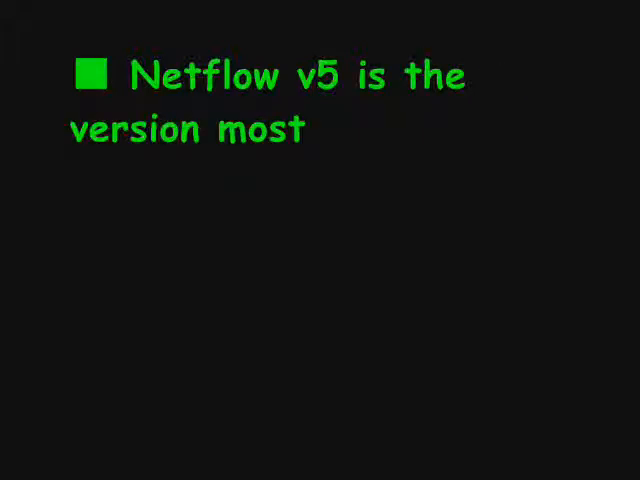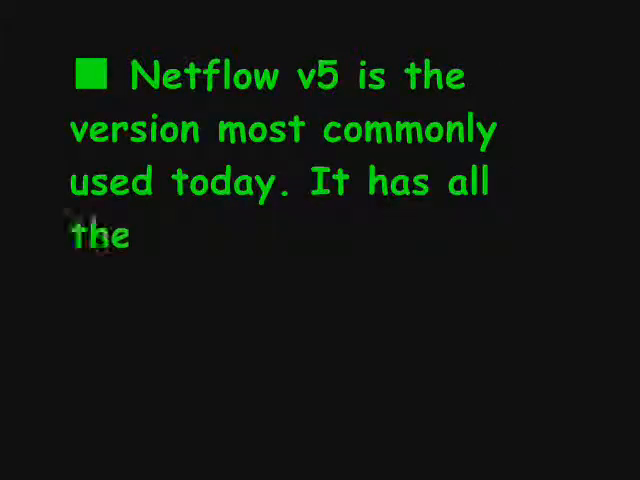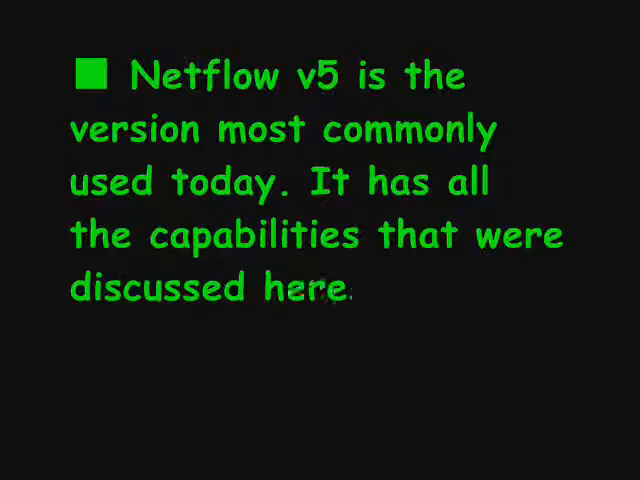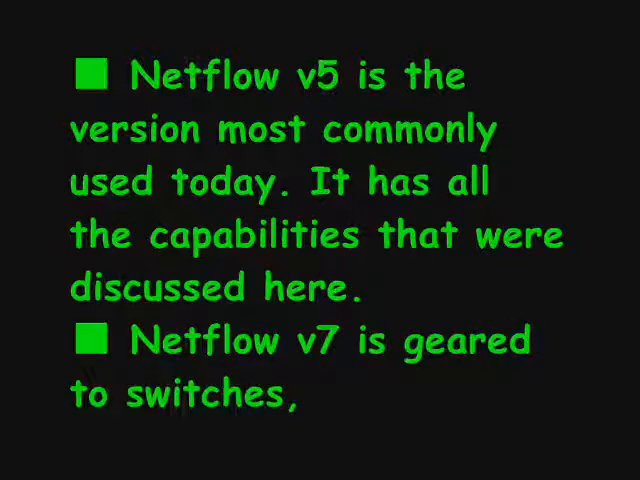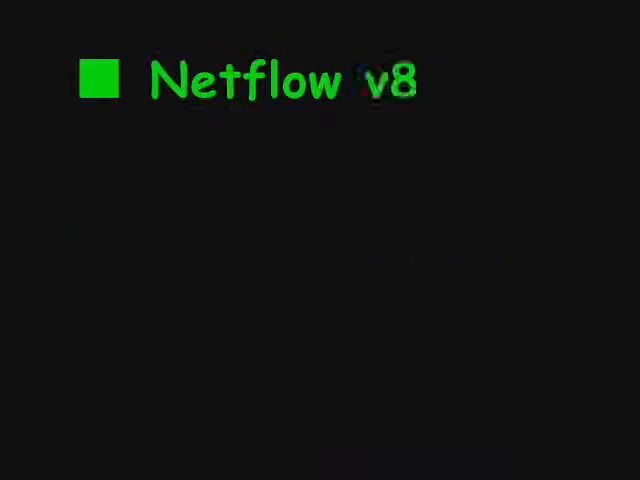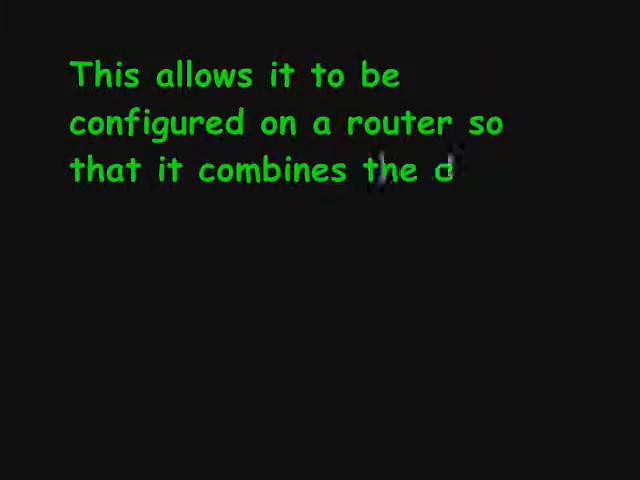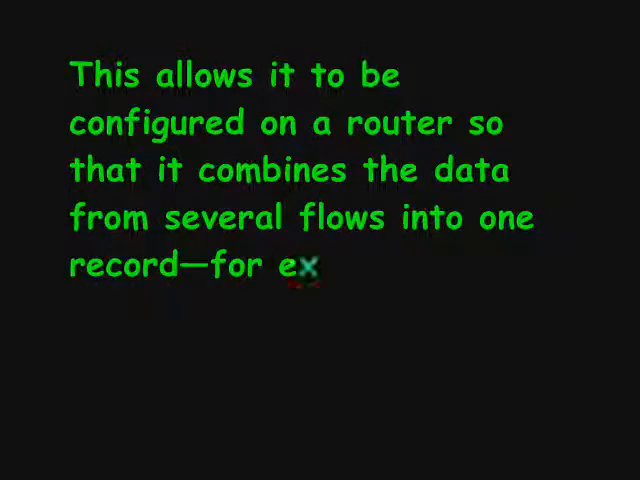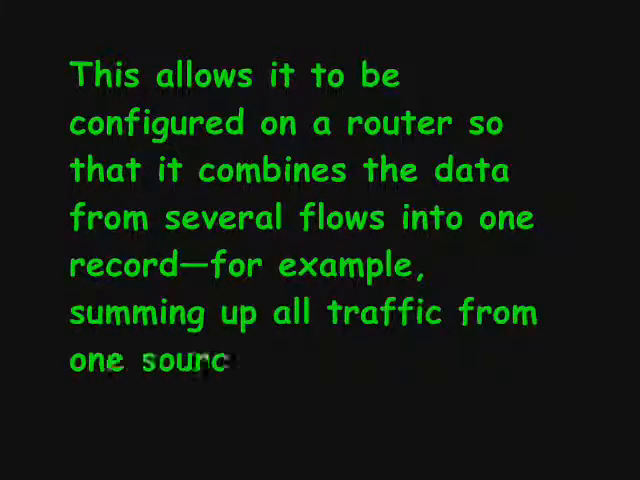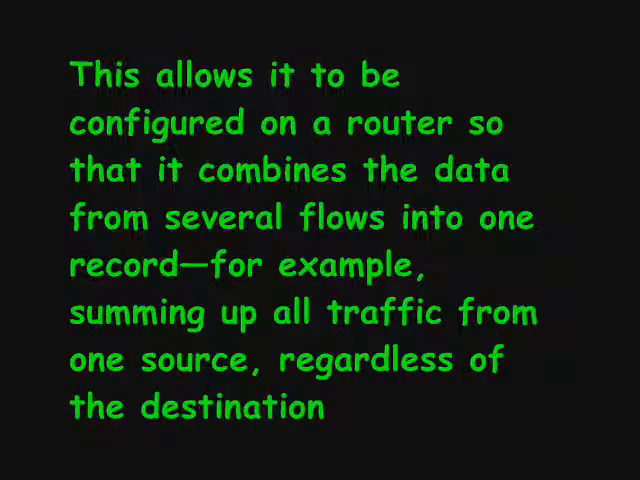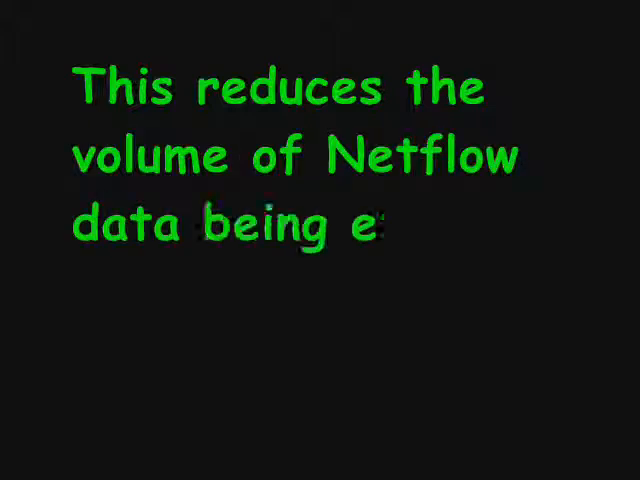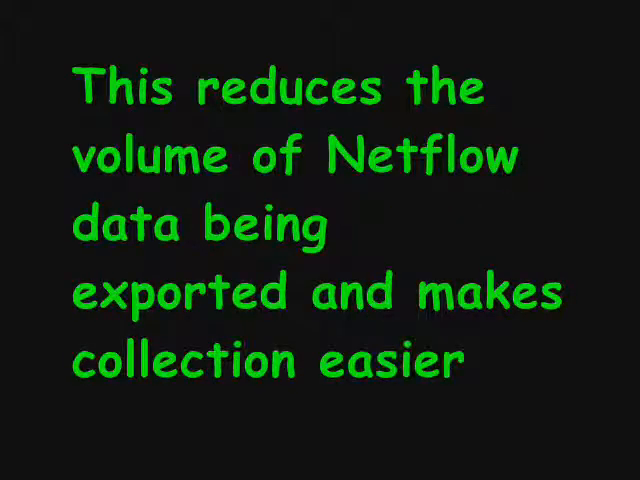Finally, it needs to be mentioned that as with SNMP, several versions of Netflow exist. Netflow version 5 is the version most commonly used today. It has all the capabilities that were discussed here. Netflow version 7 is geared to switches, not routers. Netflow version 8 offers an aggregation capability. This allows it to be configured on a router so that it combines the data from several flows into one record, for example, summing up all traffic from one source regardless of the destination. This reduces the volume of Netflow data being exported and makes collection easier.